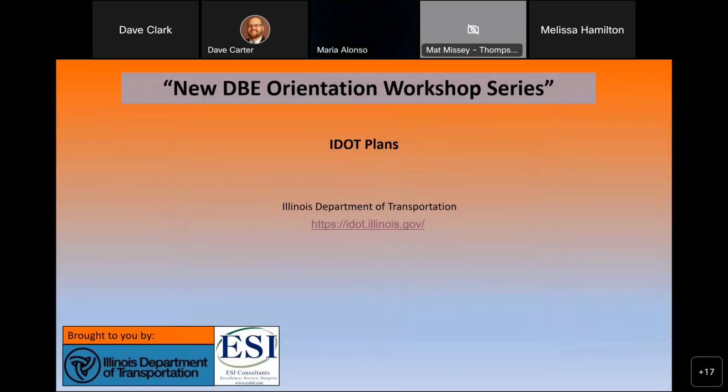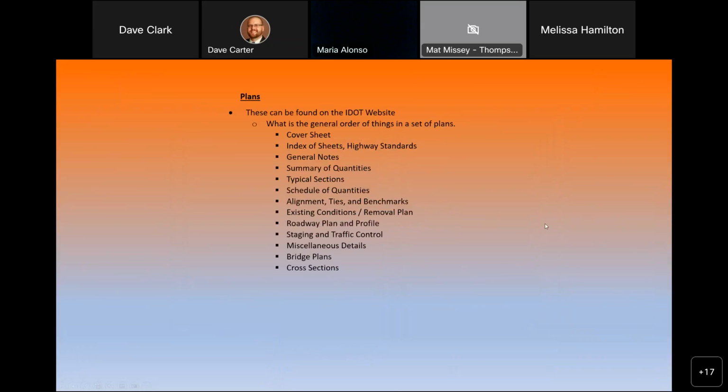And so now you know where to find your plans when you're looking for different plans. My next sheet here, I want to just kind of cover the way plans are set up a little bit. For the most part, like I said, you'll find these on your website. The general order of things in a set of plans is kind of how I've listed it here: cover sheet, index of sheets, general notes, quantities, typical sections, and so on and so forth. I won't read each and every one of these, but this is the general format that IDOT uses to put together a set of plans.